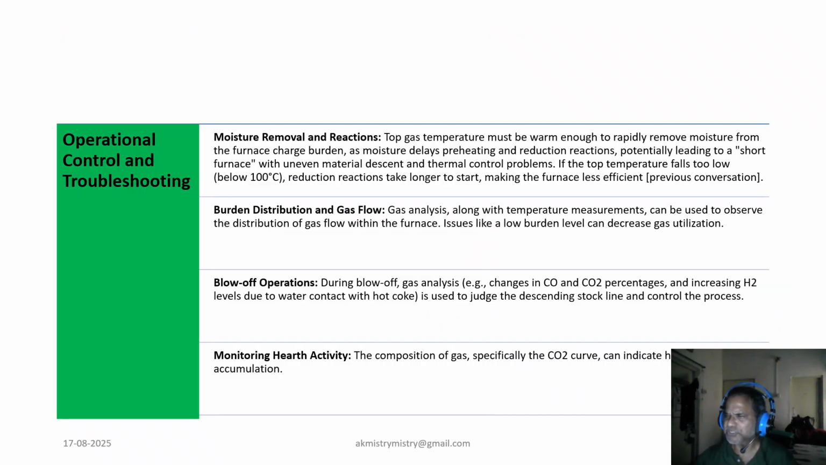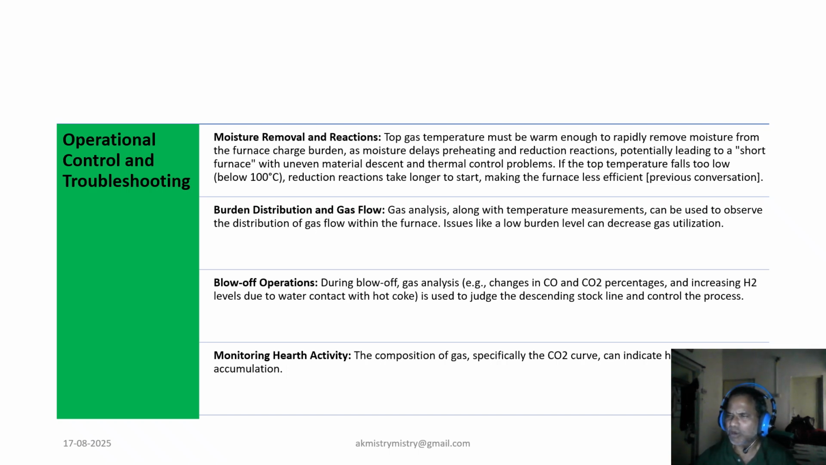Now, many operational variables directly influence the top gas composition and temperature. First, oxygen enrichment. Injecting pure oxygen at the tuyere decreases the mass of hot nitrogen rising, which in turn lowers the top gas temperature by about 1.3 degrees centigrade per kg of oxygen injected. This numerical value is always important for operators to remember. This also impacts the overall top gas composition and enthalpy.